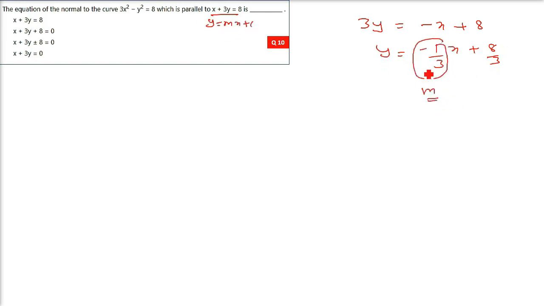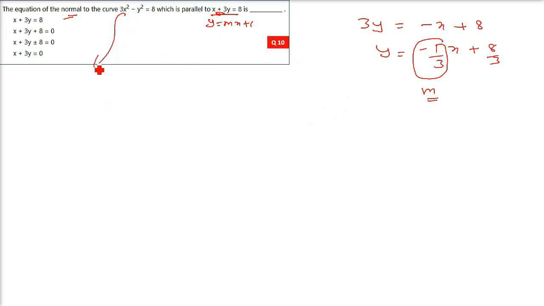Now parallel to means the equation of the normal to the curve which is parallel. So we are going to use negative 1 by 3 as the slope. So there is just a twist here. You are not going to find the equation of the tangent. You have to find the equation of the normal, which is parallel to x plus 3y equals 8. So negative 1 by 3 will remain as the slope.